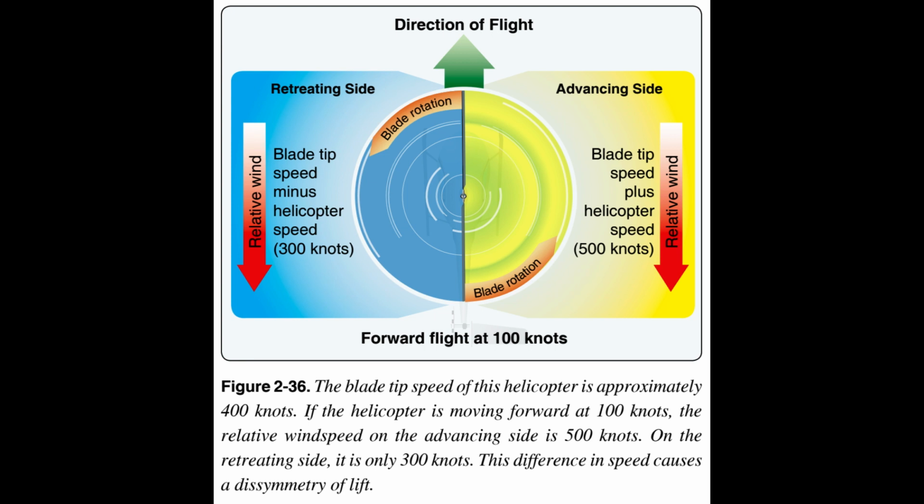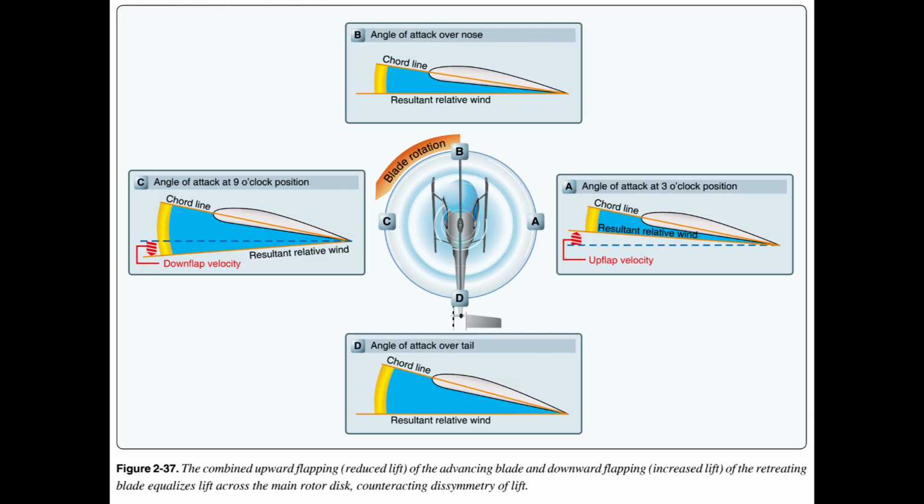A semi-rigid rotor disc, 2 blades, utilizes a teetering hinge, which allows the blades to flap as a unit. When one blade flaps up, the other blade flaps down. As shown in Figure 2.37, as the rotor blade reaches the advancing side of the rotor disc, A, it reaches its maximum upflap velocity. When the blade flaps upward, the angle between the chord line and the resultant relative wind decreases. This decreases the AOA, which reduces the amount of lift produced by the blade.